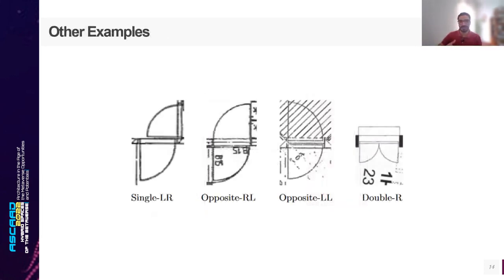So these are some other examples generated by our process. The first one is a left reverse, but includes another door above it. We have a door that opens on both directions, but switches the axis depending on the opening direction, and some other examples. For all of these, the semantic information is extracted in the same manner.